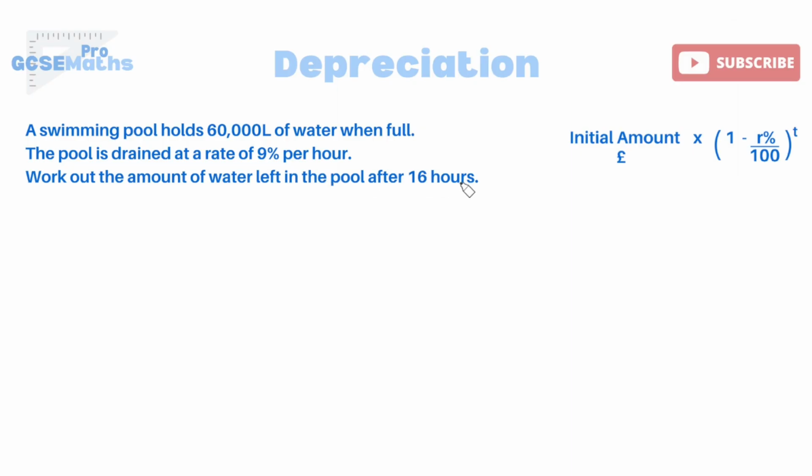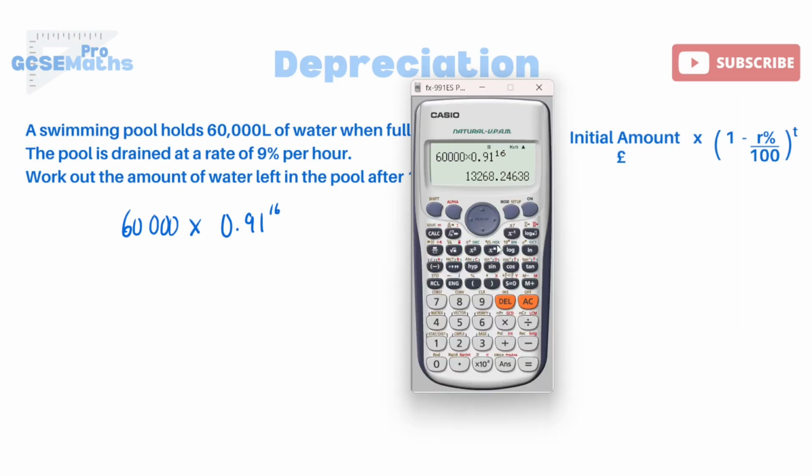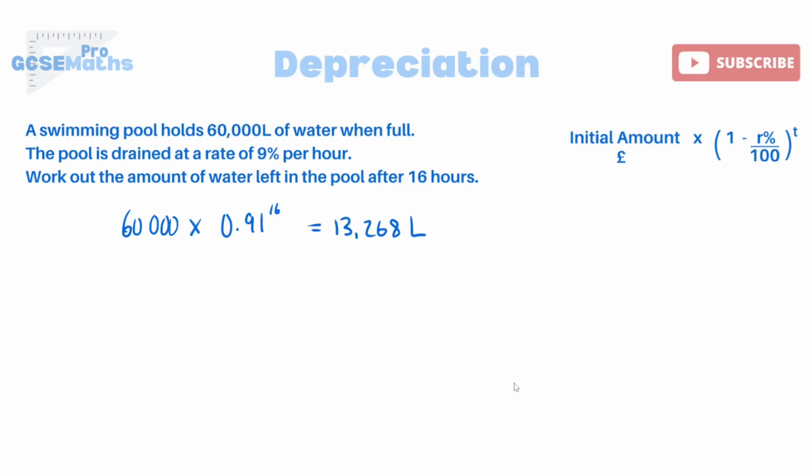So it's now in terms of hours, but it still works the same. Our initial amount is still 60,000. Times by, now because we're losing 9% per hour, if I did 100% minus 9%, that would give me 91%, which as a decimal is 0.91, isn't it? That's why we're subtracting, we're losing, in this case, water. Then it's to the power of the time, which is 16 hours. As you can see, there's only 13,268 litres left. So it's really easy, just use the same formula.